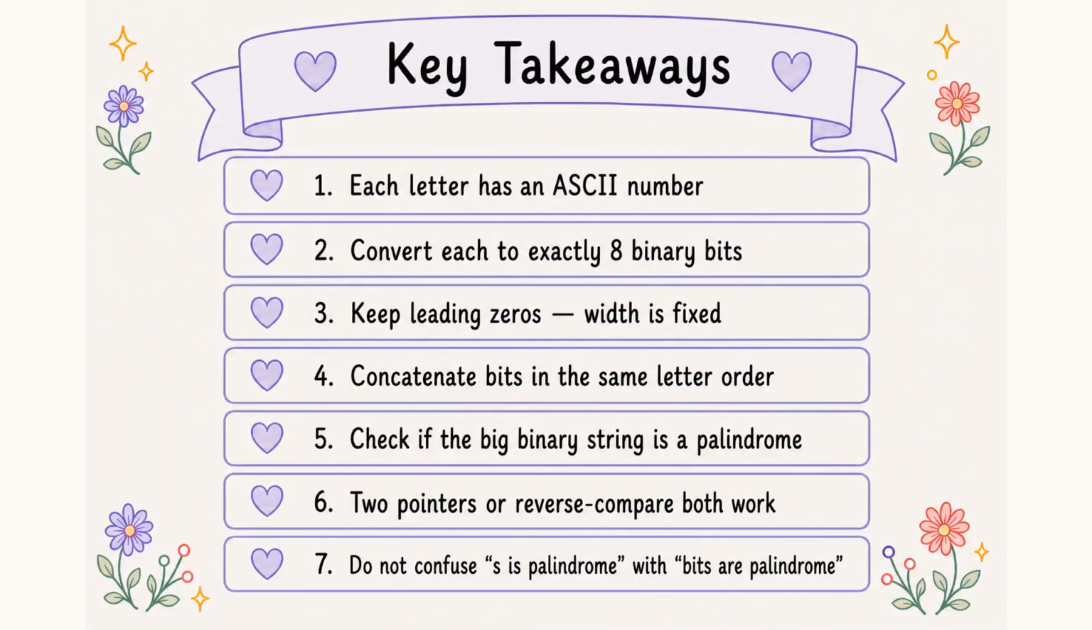Key takeaways. Each letter has an ASCII number. Convert each to exactly 8 binary bits. Keep leading zeros because width is fixed. Concatenate bits in the same letter order. Check if the big binary string is a palindrome. 2 pointers or reverse compare both work. Do not confuse S being a palindrome with the bits being a palindrome. That is Check ASCII Palindromic, explained from 0.